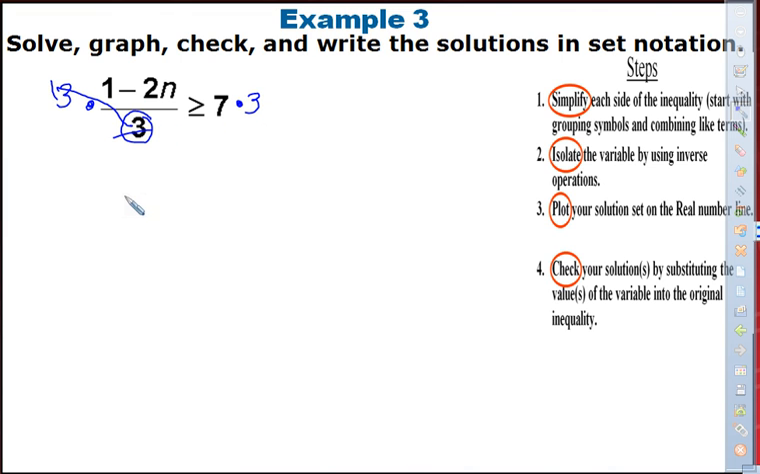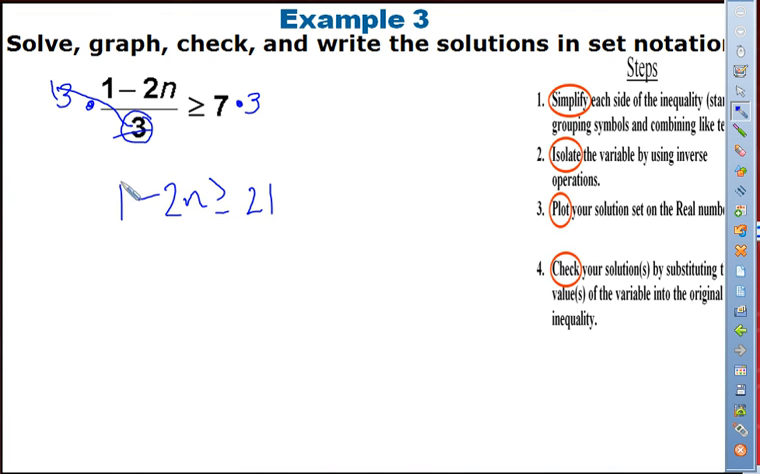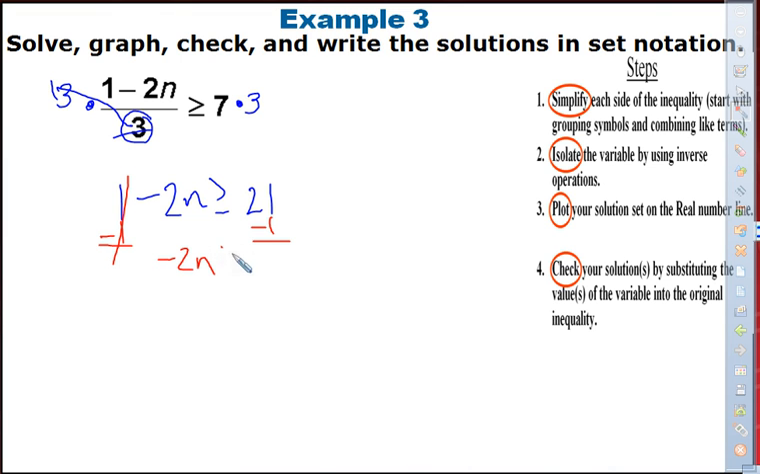We're left with 1 minus 2n greater than or equal to 21. All right, so we need to get rid of this positive 1. What is the inverse? Negative 1. Careful with these, because some of you get confused because you see a minus here and you actually add 1. But no, this is a positive 1. So these cancel. We're left with negative 2n greater than or equal to 20.